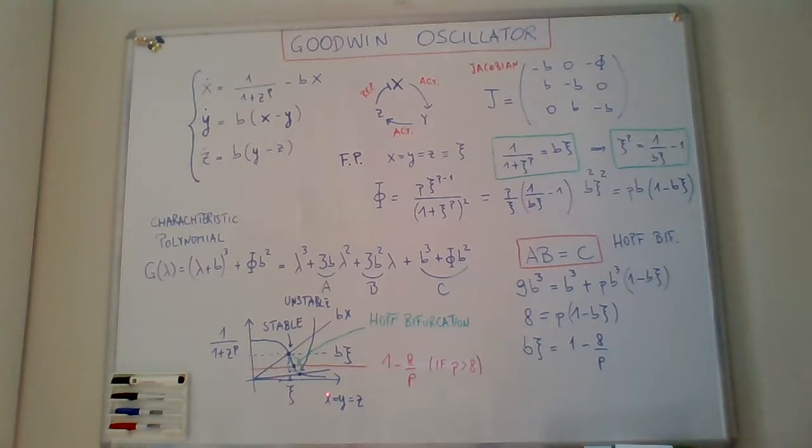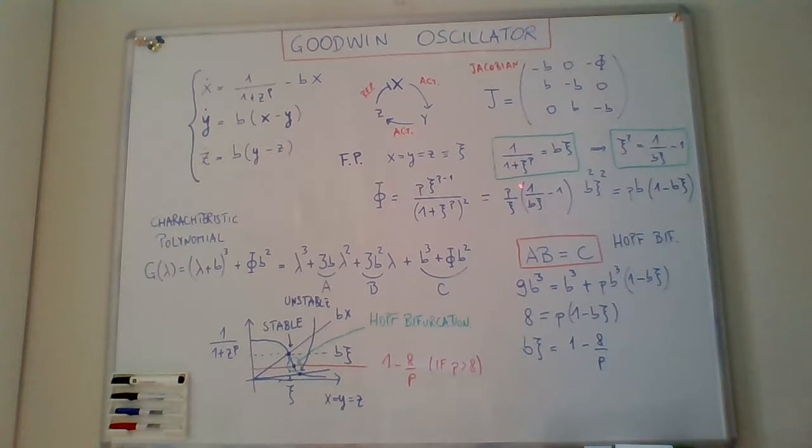Okay, but if we plot on the horizontal axis x is equal to y is equal to z, the function 1 plus z to the power p has this shape, and the function b times x is a straight line. So the intersection of these two is the value of xi. So this is the equation of xi, or we can invert this equation and get xi to the power p is 1 over b xi minus 1. It's important that there is only one intersection, one solution of this equation.